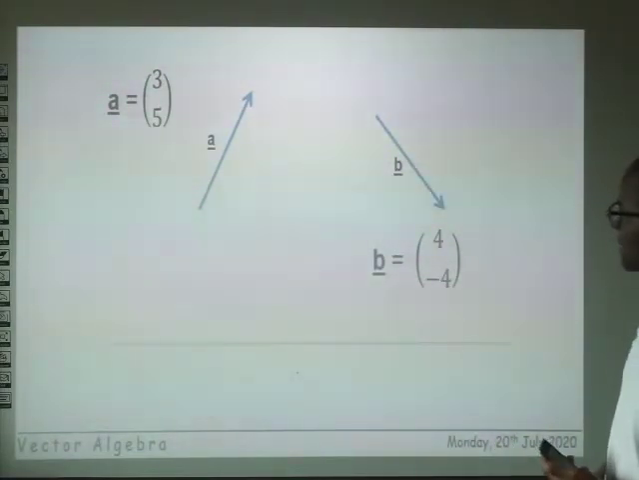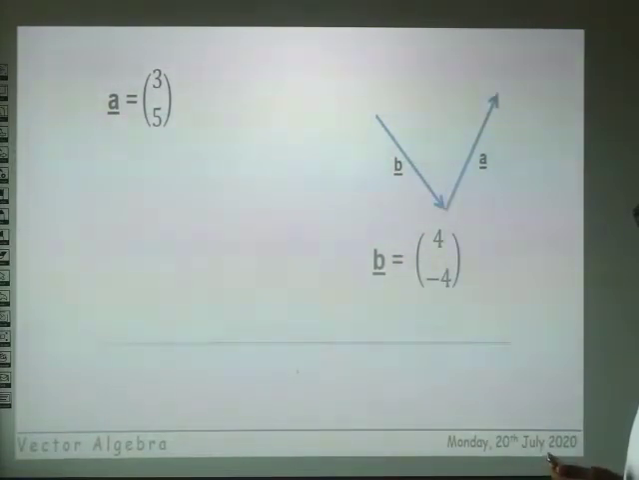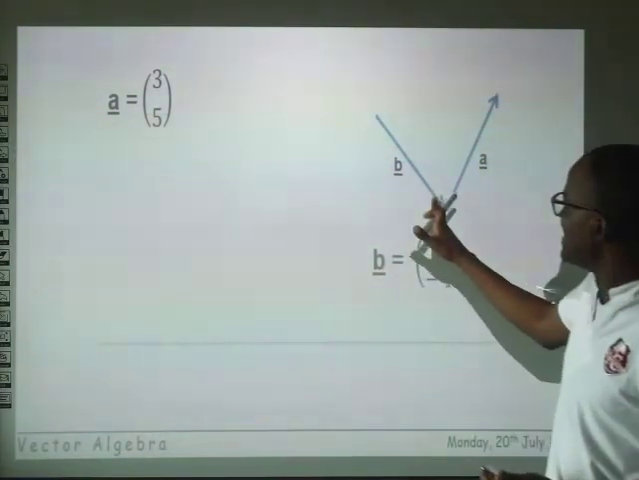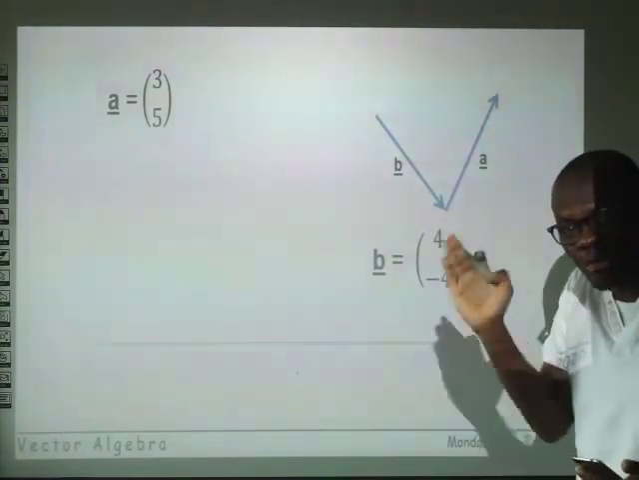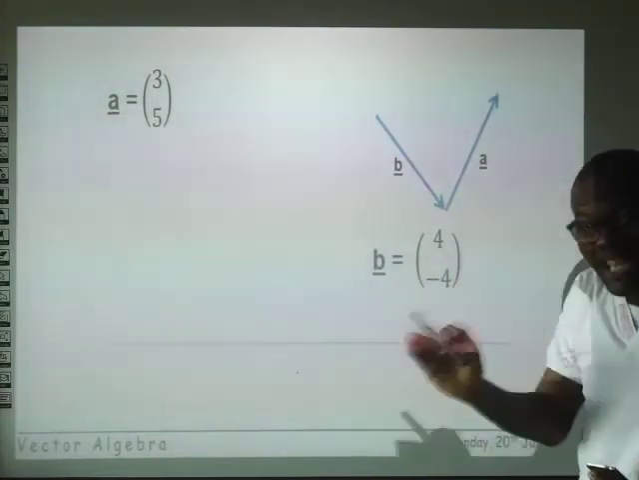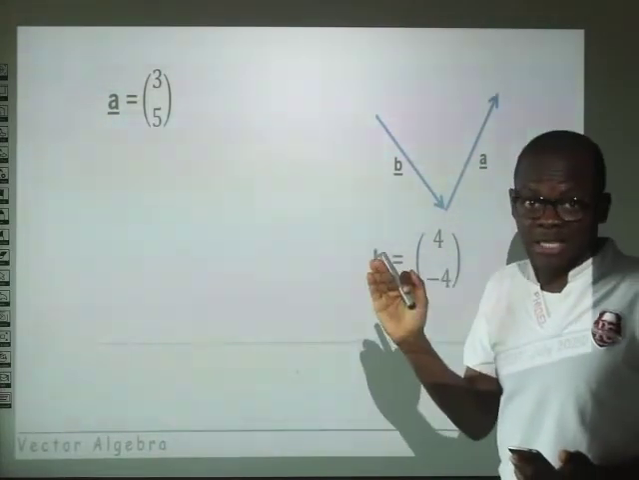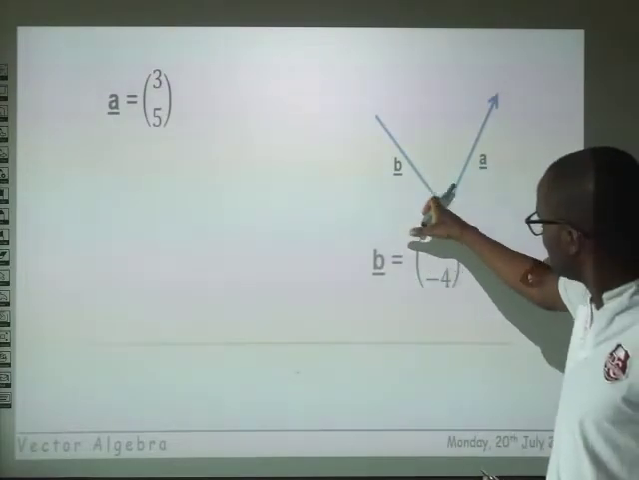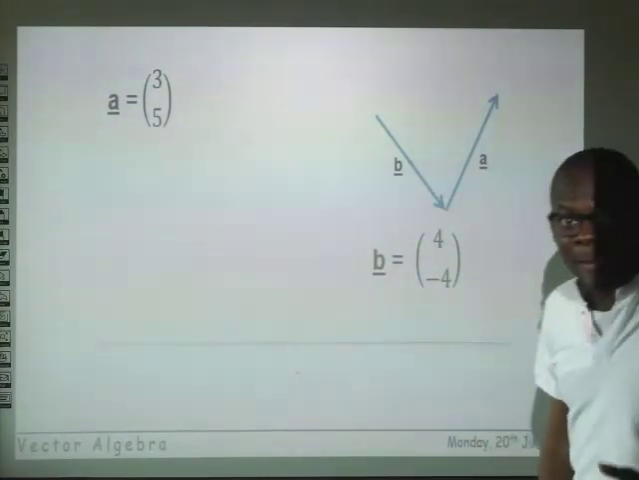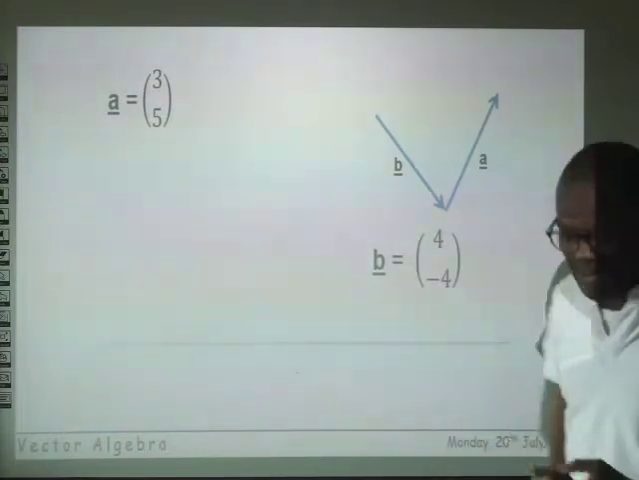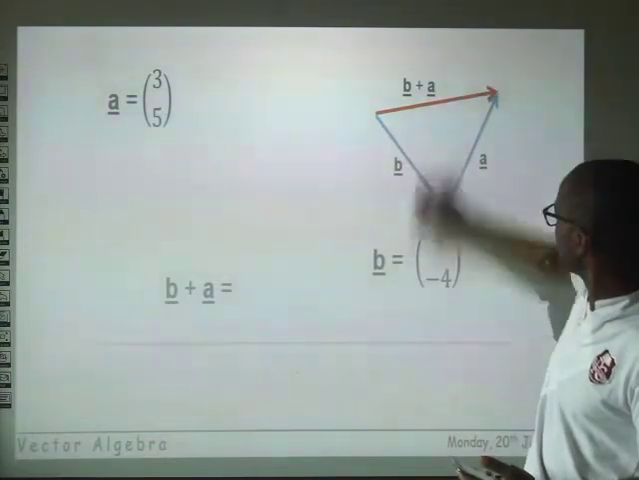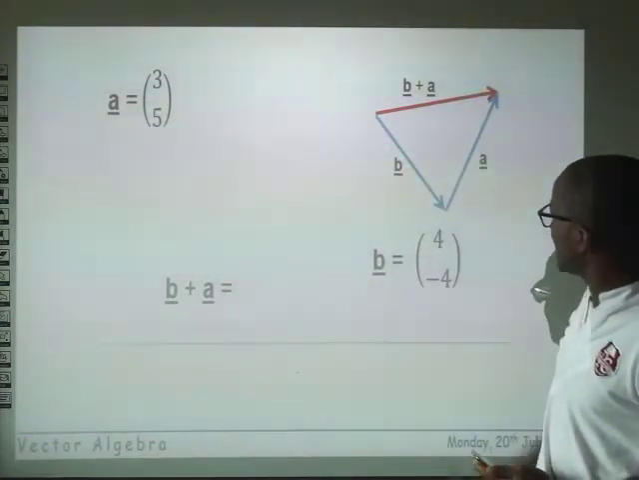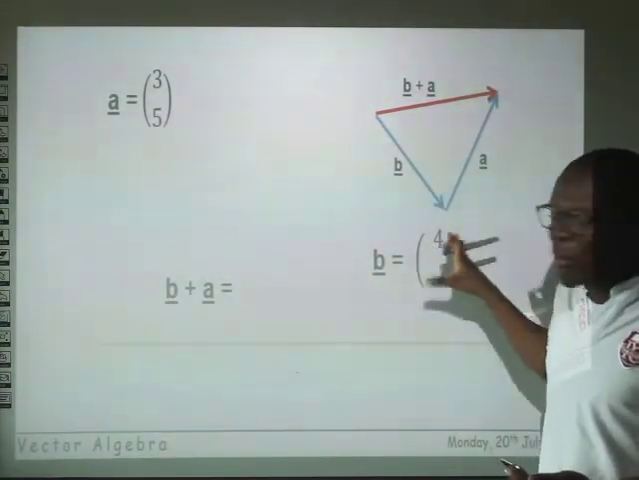Now, here's another one. Again, we have A and B. This time, we want to combine B with A. And you can see clearly that the direction of the arrows really matters. It matters a lot. So when you combine the vector B with the vector A, let's see what the resultant will be. That gives you B plus A. And there you go, look at the direction of B plus A. It's going to be in that direction. But then in component form, what will it be?